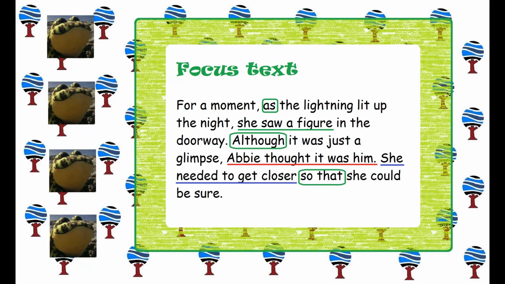So we have, as the lightning lit up the night. So the conjunction is beginning it. Although it was just a glimpse. There's our subordinate clause that begins with a conjunction, although. So that she could be sure. There is our subordinate clause, and it begins with the conjunction, so that.